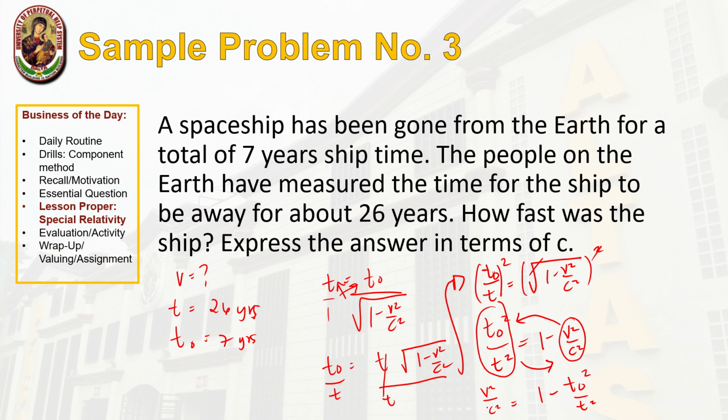Okay, we only have the c squared and the square of the v remaining. So what do we do now? What we can do first is to multiply both sides by c squared so that the c squared cancels out, and only the v squared remains.